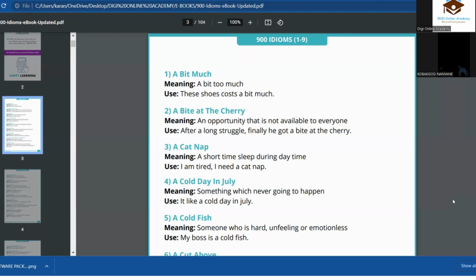To have a car these days, it's a bite at the cherry. Bite at the cherry. Oh, okay, no, I get it now.